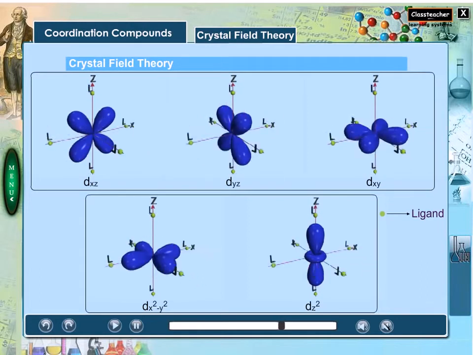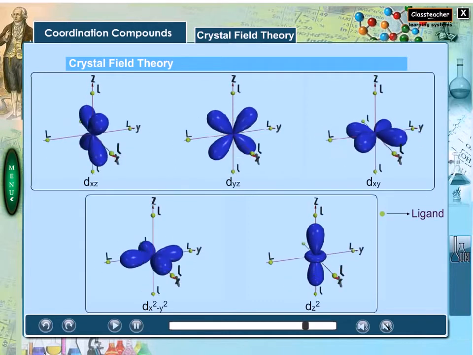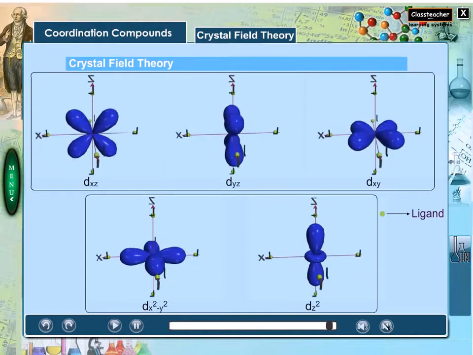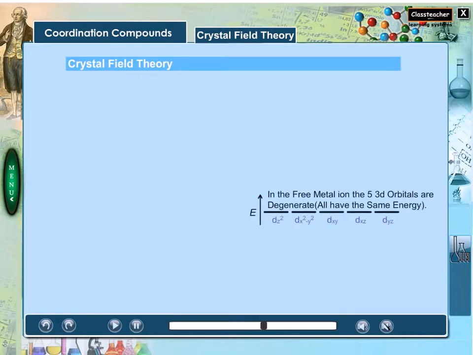As the ligands approach the central metal ion, a negative electric field is created and the degeneracy of the metal ion's d orbitals is lost. For a free transition metal in the absence of any crystal field, the 5 d orbitals are degenerate, which means they all have the same energy.